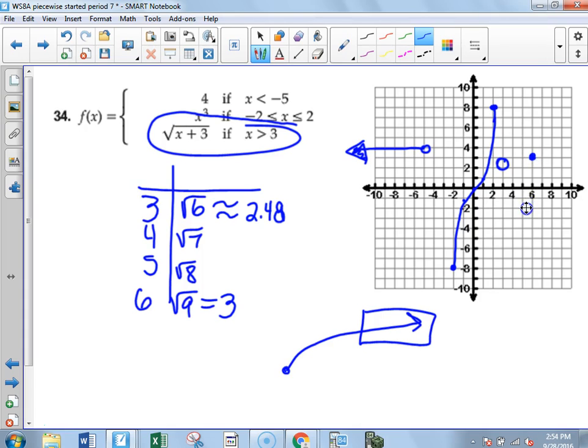The next one that would come out nice would be what, like 13? Would it be at 4? Because the square root of 16 would be 4. Yeah, it's supposed to be a curve, but it's really hard. I wouldn't give you a square root like that. It's too hard to tell what's going on.